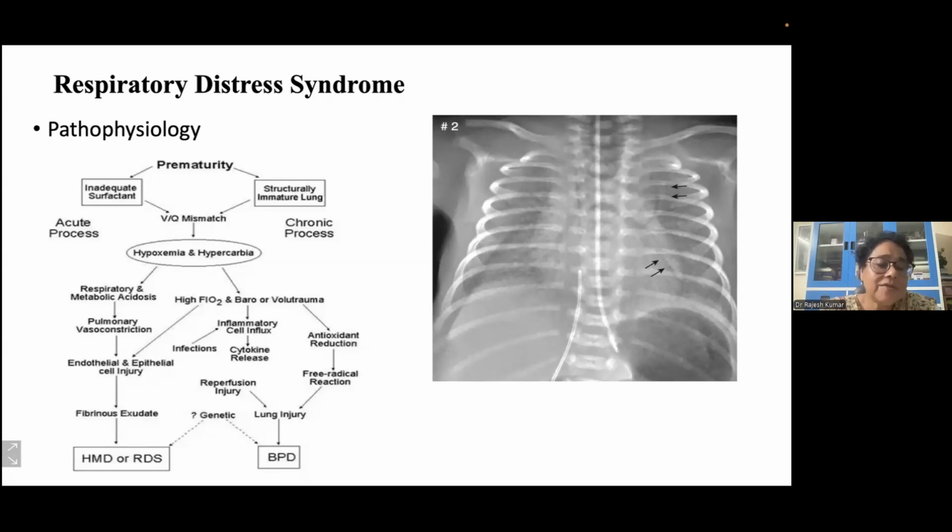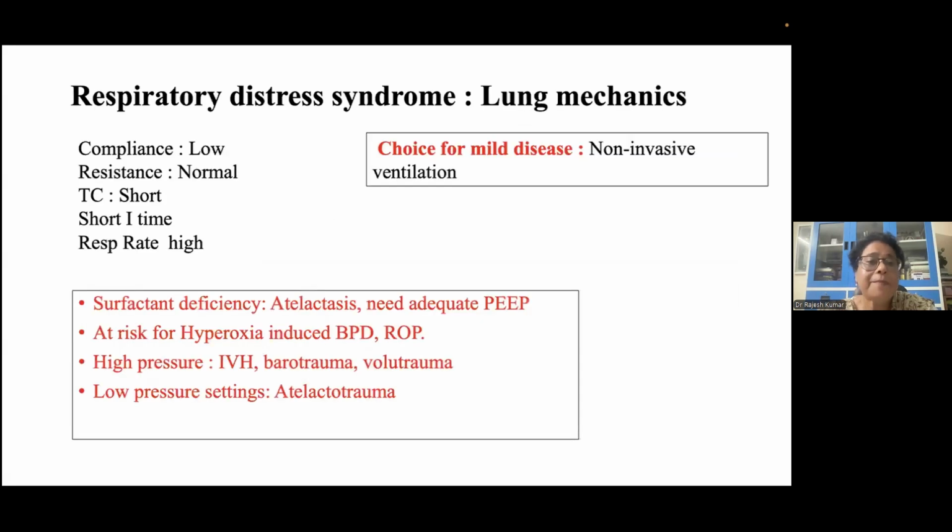The respiratory as well as metabolic acidosis lead to pulmonary vasoconstriction, which can lead to endothelial as well as epithelial cell injury, leading to fibrinous exudates, ultimately leading to hyaline membrane disease. At the same time, when we are ventilating these babies, there are risks of high FiO2 levels, barotrauma as well as volutrauma, which can lead to inflammatory changes in the lung tissue and release of cytokines. If the baby is genetically predisposed, along with this lung injury, there is a risk for bronchopulmonary dysplasia.